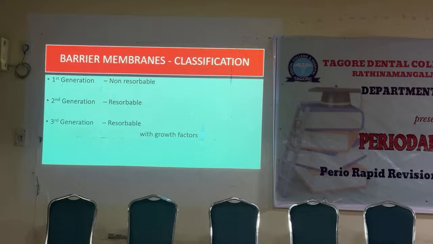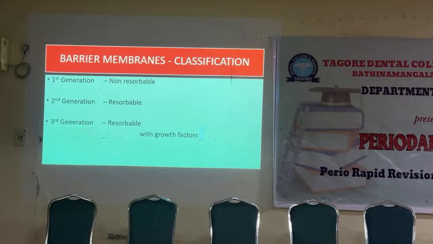Non-resorbable means it won't resorb. You have to do a second stage surgery to remove the membrane. Understood? Whatever you put in is not going to resorb. So there is a defect; you put either a graft, or even without a graft you place a membrane and suture it up. After 2 months, you again have to give anesthesia, open the flap, and remove the membrane. That is called non-resorbable. Resorbable means it will absorb on its own. Then resorbable with growth factors is the third generation.